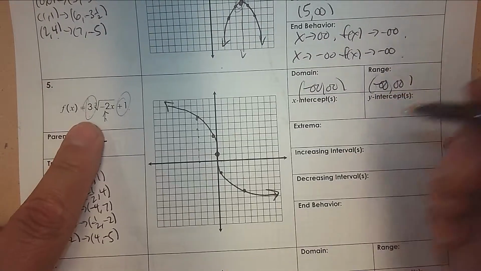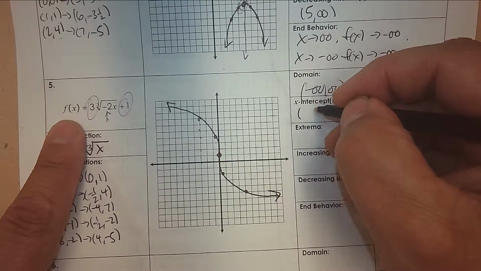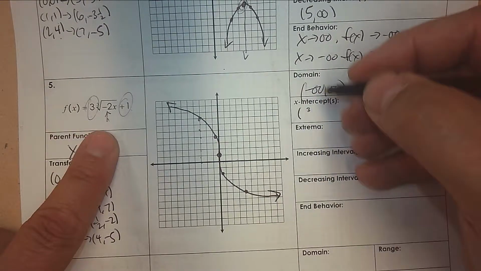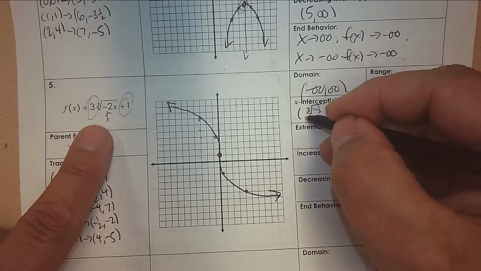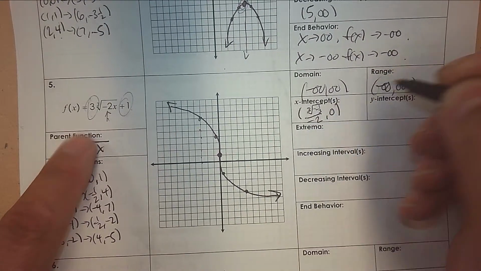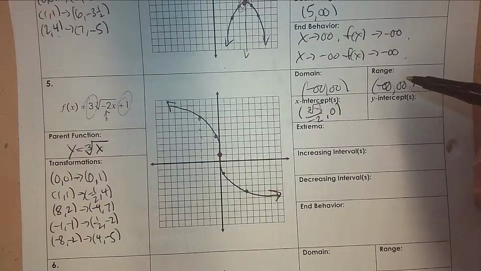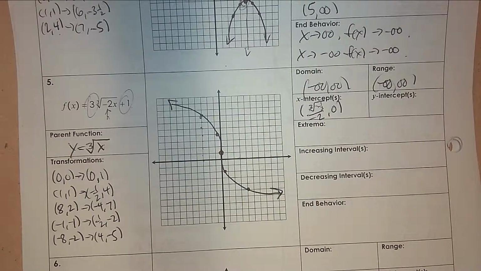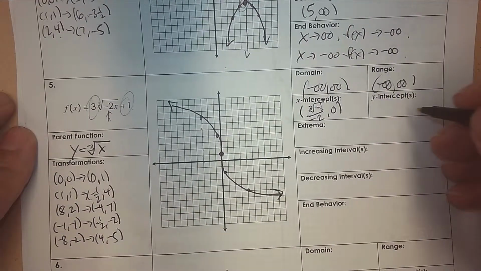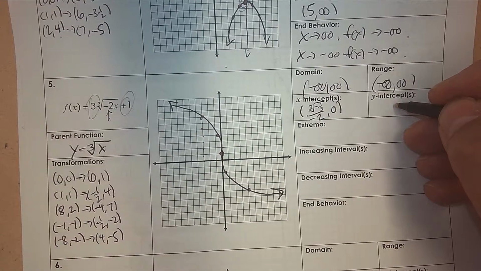To find the x-intercept, you'd make it equal to 0. It's actually the cube root of negative 1/3 divided by negative 2, which is somewhere between 0 and 1. Very close to 0. The y-intercept's a little bit easier. Plug in 0 and you get the answer 1. And we have that, 0, 1.